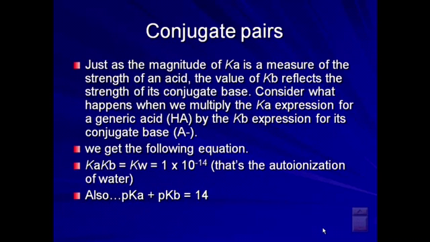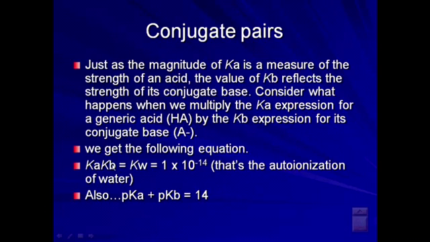Alright, this brings us back to the discussion of conjugate acid-base pairs. It says, just as the magnitude of Ka is a measure of the strength of an acid, the value of Kb, what do you think Kb really means? I mean, come on, right? If Ka is the acid dissociation constant, well then Kb would be the base dissociation constant. The value of Kb reflects the strength of conjugate bases. So it says, consider what happens when we multiply the Ka expression for generic acid HA by the Kb expression for its conjugate base. Remember, A negative would be the conjugate base of this acid when it ionizes. So we get the following equation.